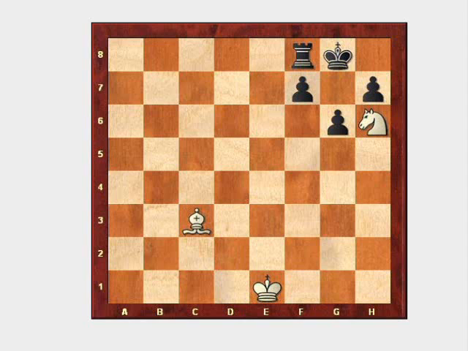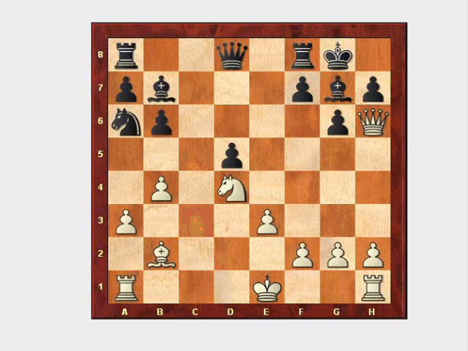And if you recognized this pattern on the previous diagram, you probably solved the problem quite fast. Now if you didn't recognize this mating pattern, it was probably very difficult to find the solution. Let me show you the other diagram one more time. Here it is.